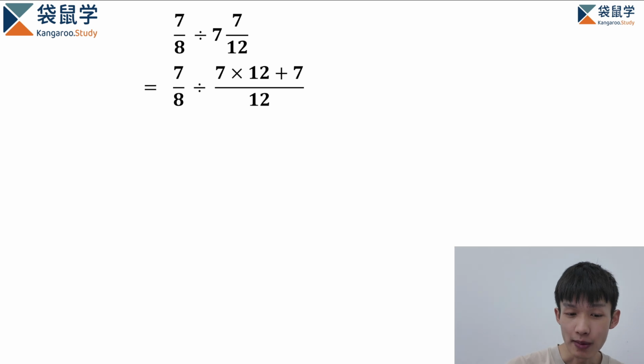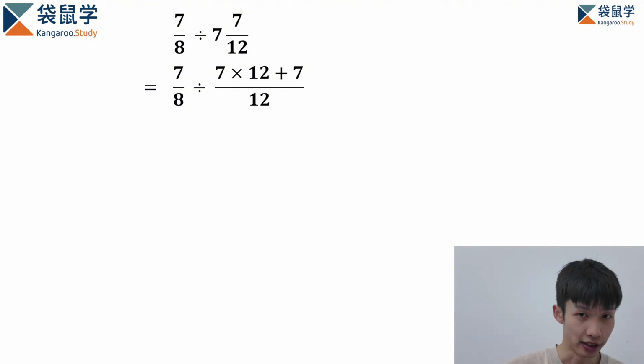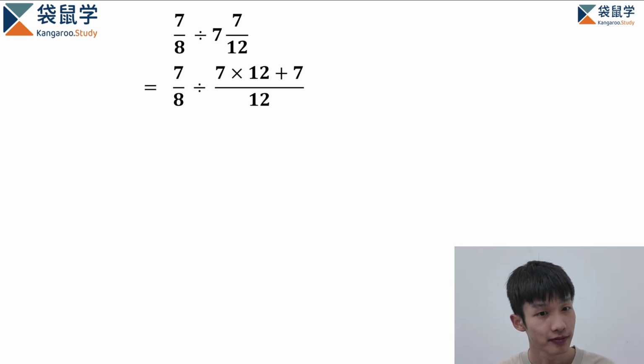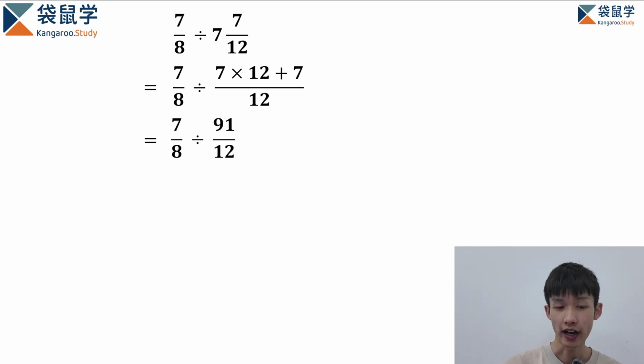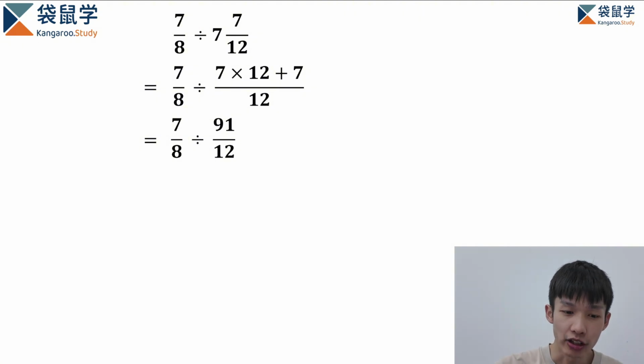7 over 8 divided by 7 and 7 over 12. This time we need to use the whole number part times the denominator, because the 7 we can think of as 7 groups of 12 units. And then we add the remaining 7 units, which gives us the numerator. Then over 12, the denominator doesn't change. So that's how we change a mixed number into an improper fraction. After that, we find it is actually 7 over 8 divided by 91 over 12. But can we simplify at this stage? No, we cannot, because that's still division, not multiplication first. So we need to change into multiplication.